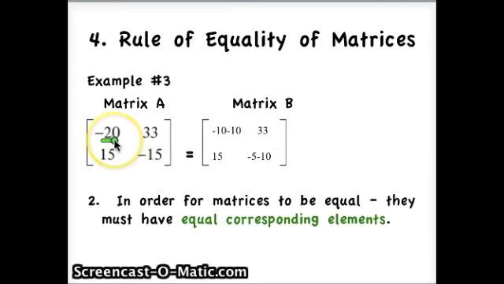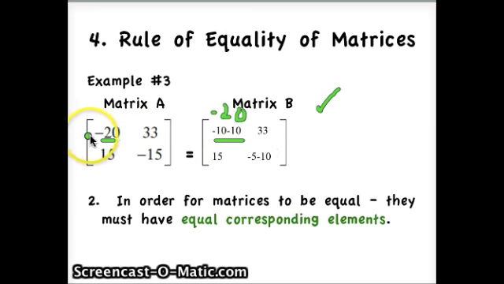So negative 20 is the A11 of matrix A. The A11 of matrix B is negative 10 minus 10. If we solve that, we also get negative 20. Therefore, the A11 of both of these matrices is equal. So check. Check on the A11.